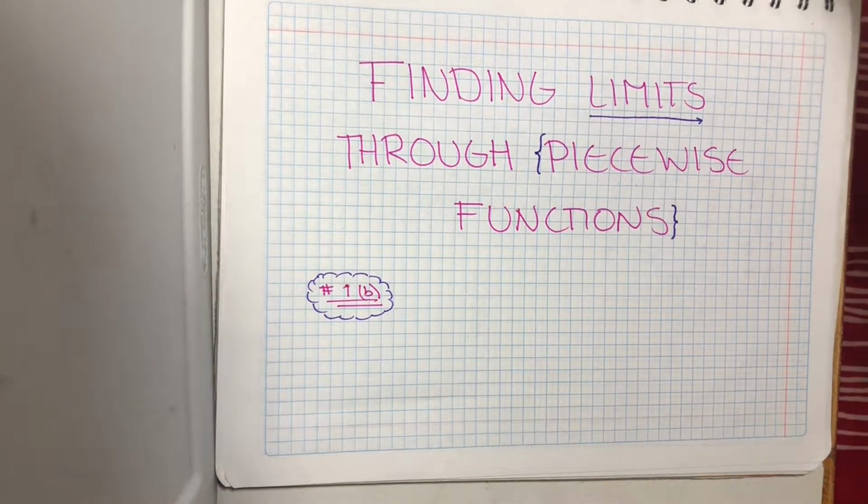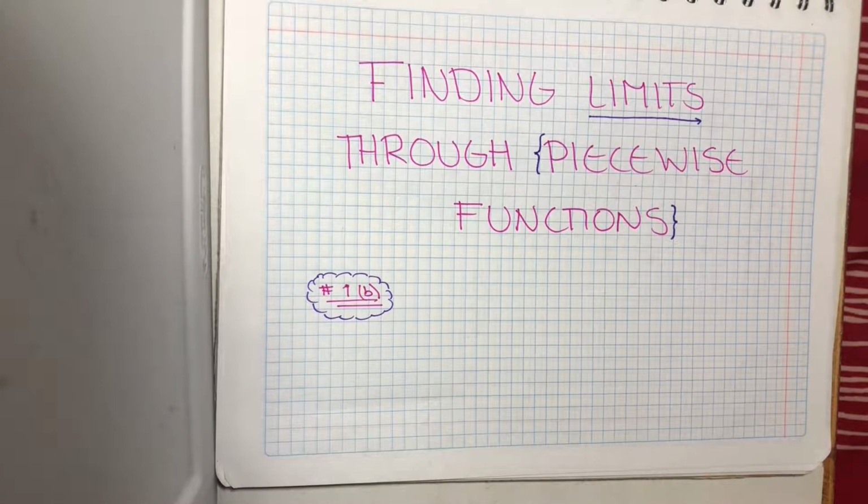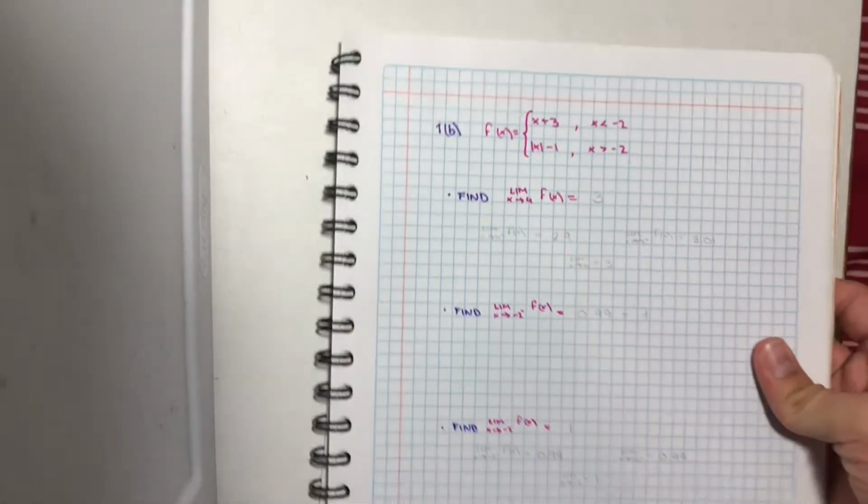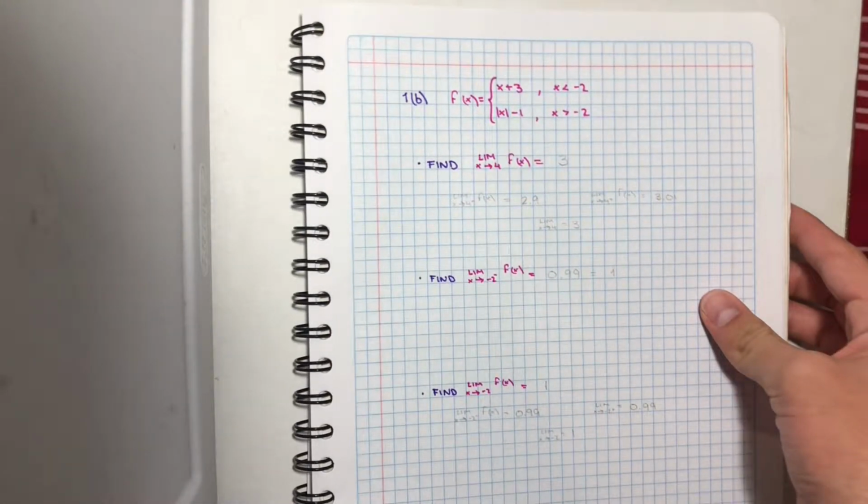The first problem we're going to be answering is number 1b, finding limits through piecewise functions. The piecewise function we have states that every number that is smaller than -2 is going to be plugged in the function x plus 3, and every number that is bigger than -2 is going to be plugged in the function absolute value of x minus 1.